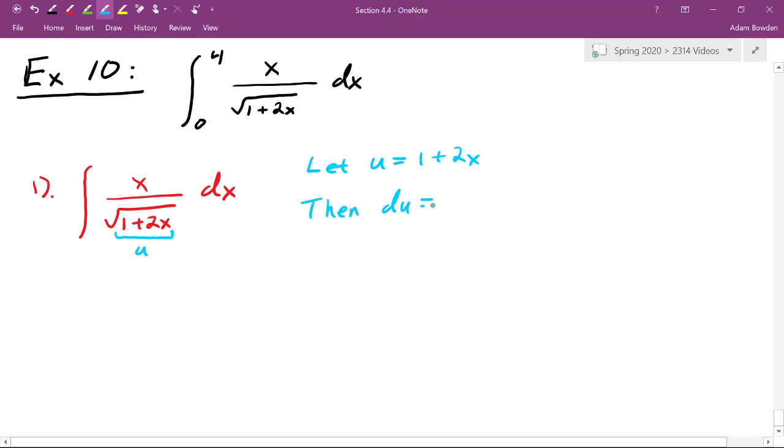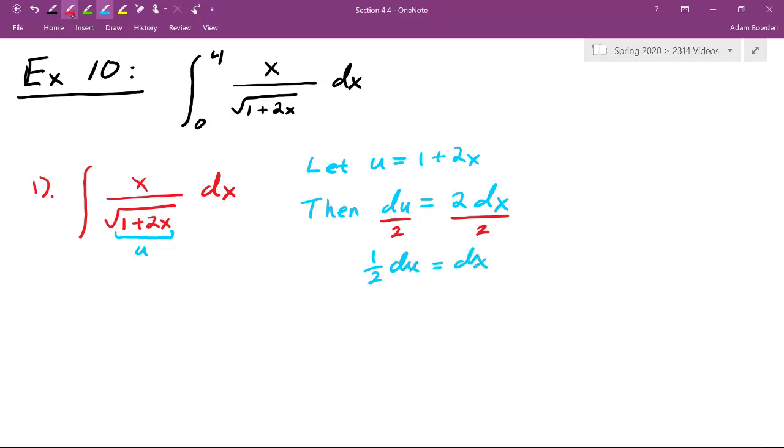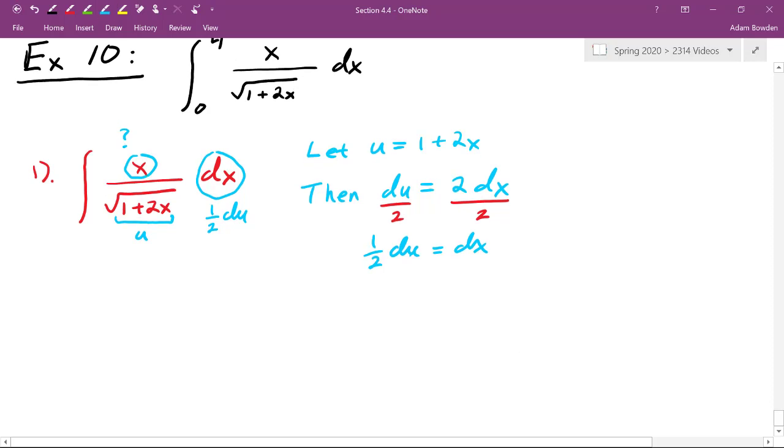Then du is going to be equal to 2 dx. We'll still need to divide over the 2, so that 1/2 du is equal to dx. Now we do have a substitution for dx, that's 1/2 du. But left is x. We don't have anything there directly to substitute in for it.